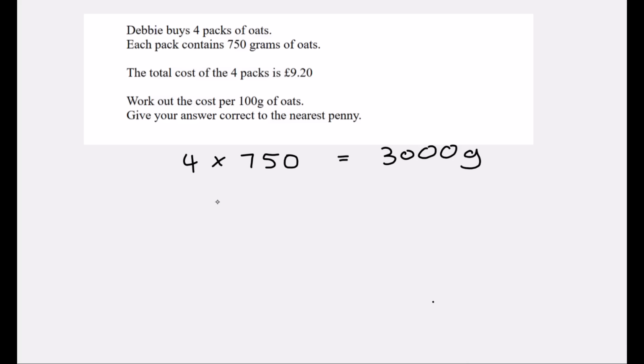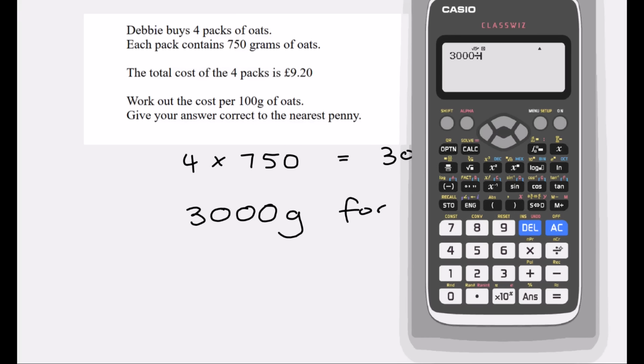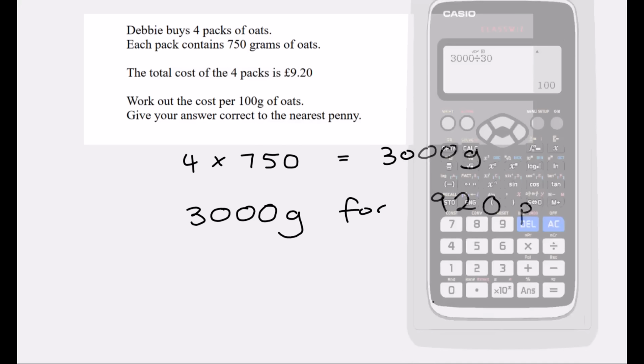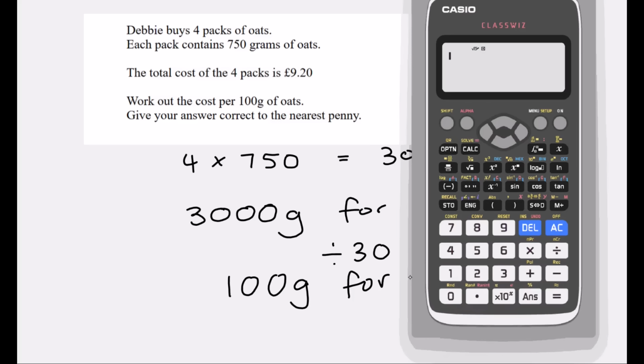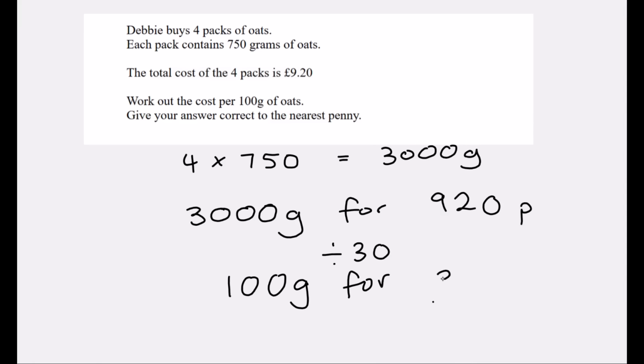And it cost £9.20. So 3,000 grams for 920p. We need it to be for 100 grams. So to go from 3,000 to 100, we divide by 30. So divide by 30, and we will get 100 grams. So that's 920 divided by 30, and that is 30.666. So that's the nearest penny, 31p.